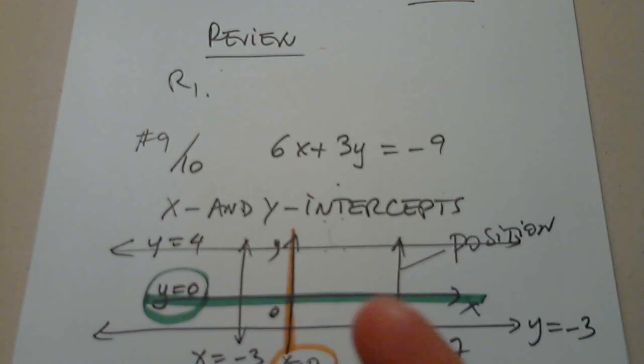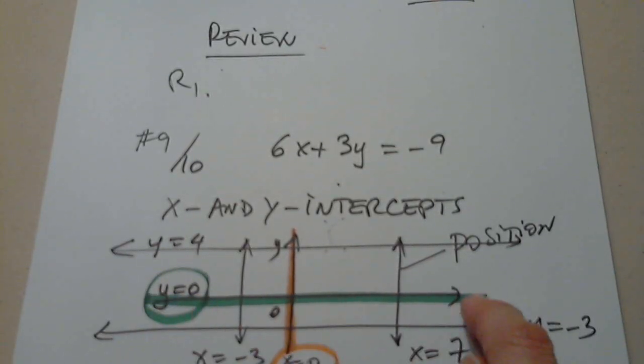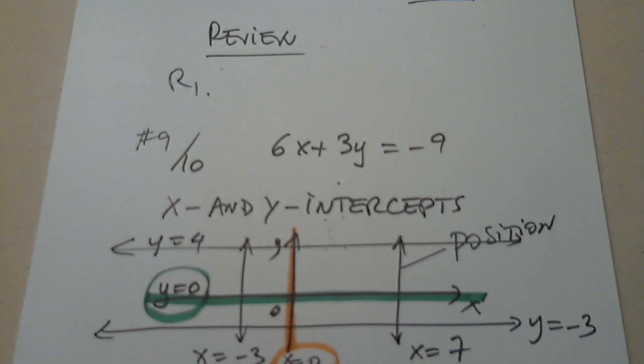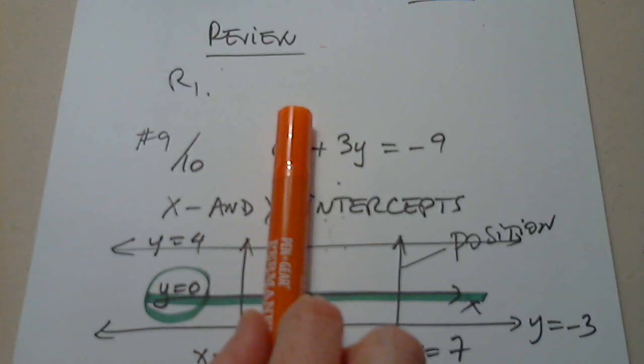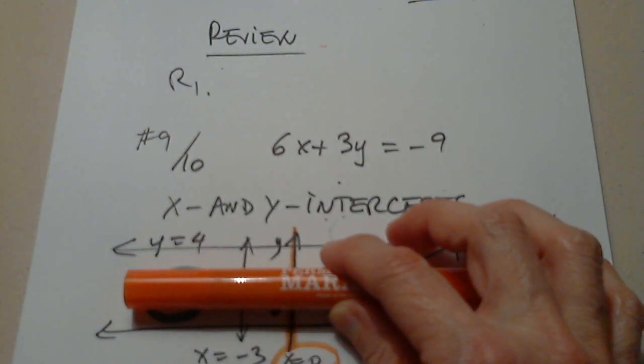So if I'm trying to find the y-intercept, I set x equal to 0. If I'm trying to find the x-intercept, I set y equal to 0. Why? Because that's the equation of the x-axis. And this is the equation of the y-axis. Because it's position, vertical, only x, altitude, only y.